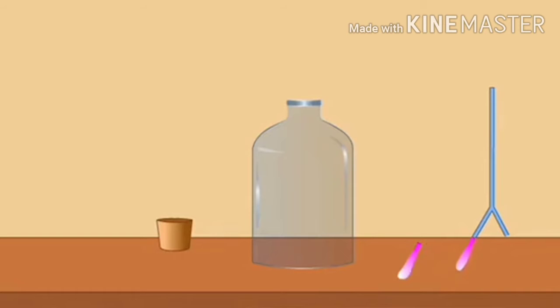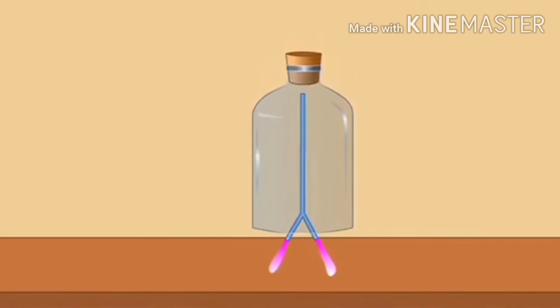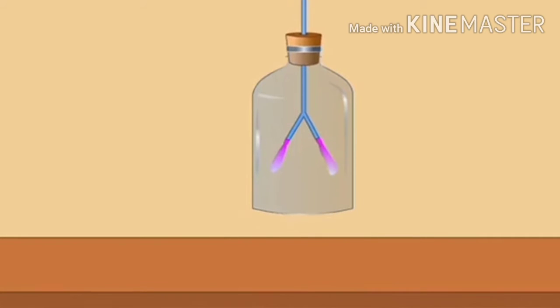Now fix the balloons to the cork and cap the bottle with the cork. Put the tube attached to the balloons inside the bottle from its open bottom. Make a hole in the cork and pass the open end of the tube outside the bottle through the hole.